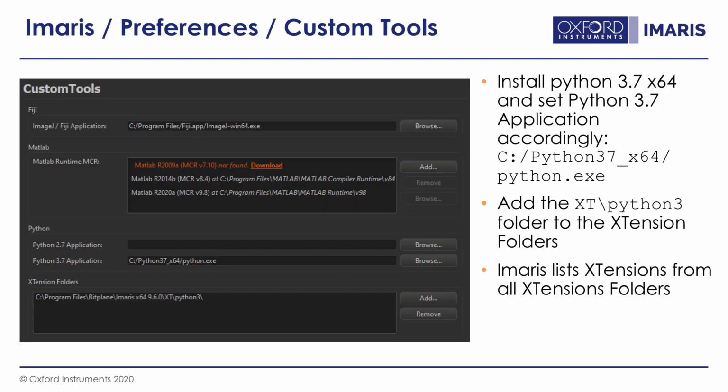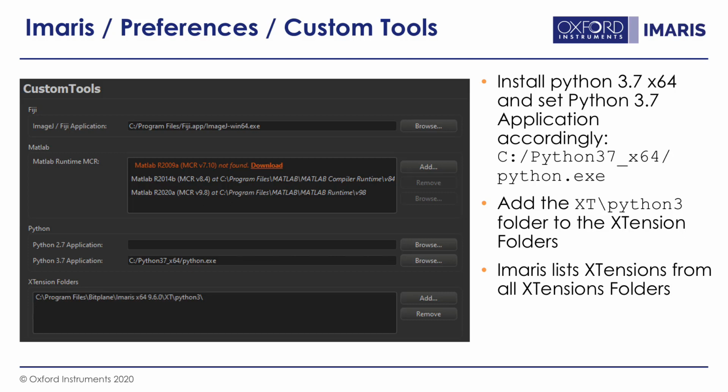So assume you have Imaris 9.6 installed and you want to write a Python extension. You need to install Python 3.7, the 64-bit version. In my example, I installed it to C:\Python3.7_x64. Then you need to specify this Python application in Imaris.